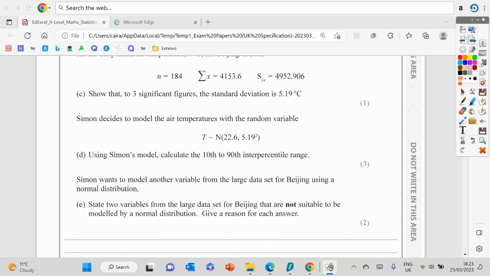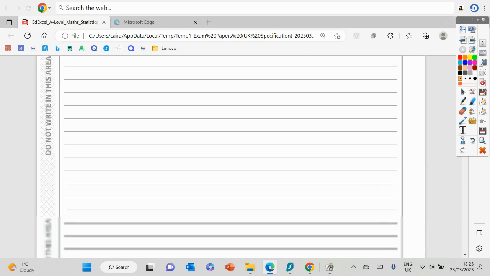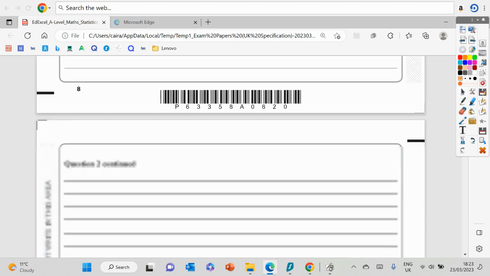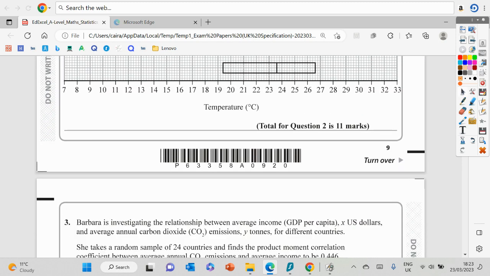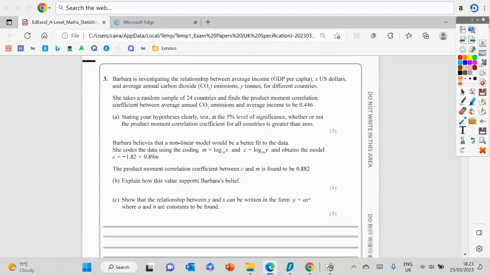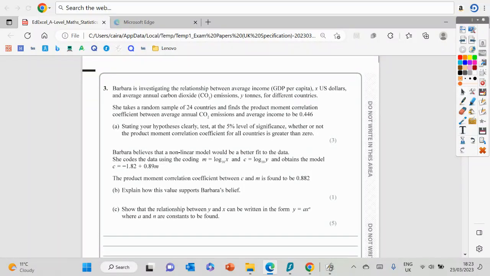Okay, that's question 2. Moving on to question 3. Move down the page. There's a spare grid as well for question 2 for the box plot at the bottom if you needed it. Question 3, we've got product moment correlation coefficient. So lovely. We need to state hypotheses clearly at the 5% level of significance, whether or not the product moment correlation coefficient for all countries is greater than 0. So, job number 1, we write down what the null hypothesis is, which means that rho will be equal to 0. The alternative hypothesis will state that rho is greater than 0, because that's what we want to prove.